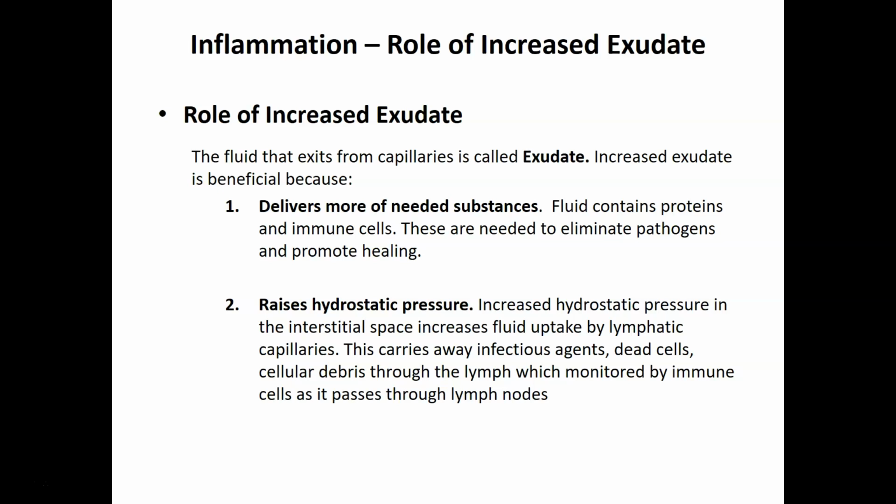And where is it going to go? Well, the lymphatic capillaries are going to lead to collecting vessels with lymph nodes along their pathway. So lymph nodes are sites of immune surveillance and immune defense. So the increased hydrostatic pressure in the interstitial space is going to be sucking in any of these infectious agents like bacteria and viruses and send them to a lymph node where they can be dealt with. If they're not dealt with at the site of infection, then they will be dealt with in the lymph node. Okay, so that's beneficial.